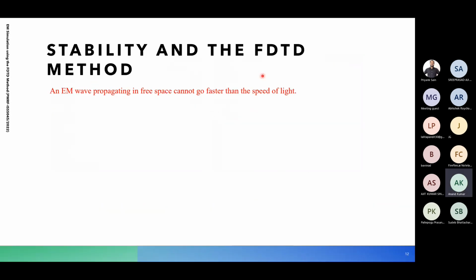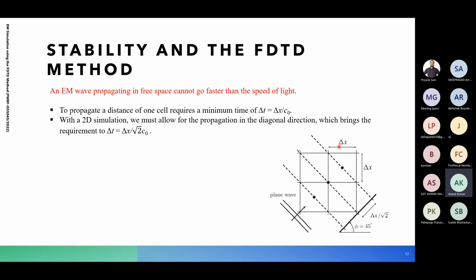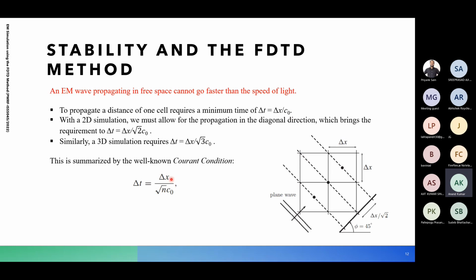Then we discussed the stability of the method. We saw that the minimum time required for a wave to travel over one cell is delta t equals delta x by c naught. Similarly, for the 2D case, we have to consider the diagonal propagation, and for generalized space, we got the time step in terms of the cell size with the Courant condition.